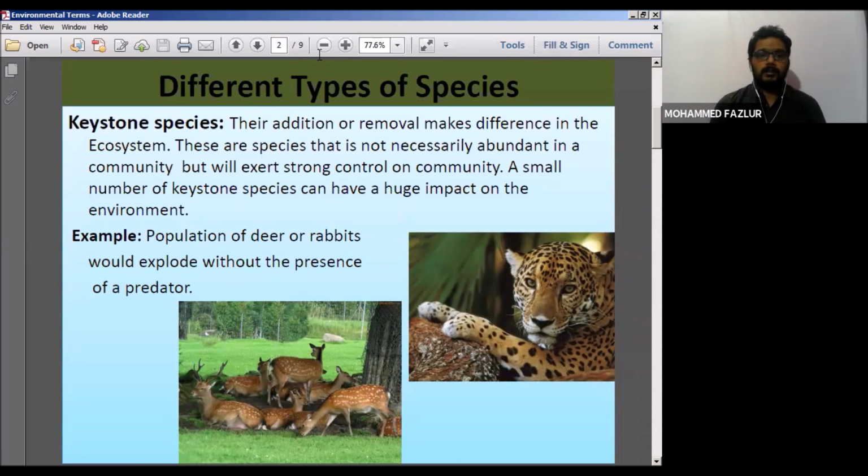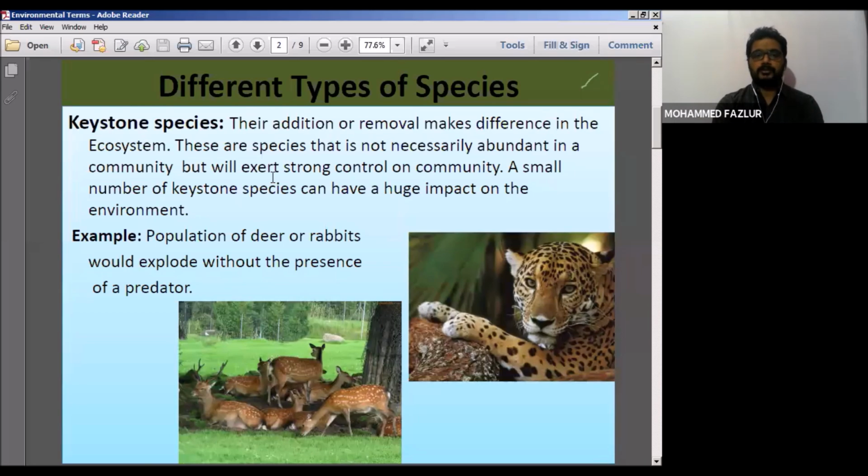Now we'll study what this keystone species is. See, keystone species are a very important species. Keystone means those are very important key species. Their role is very high in the environment. Addition of these species in the ecosystem, or removal of these species, that means an increase or decrease in the number of these species, will make a lot of impact in the environment or the ecosystem.